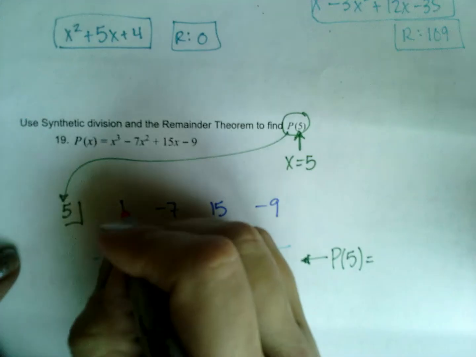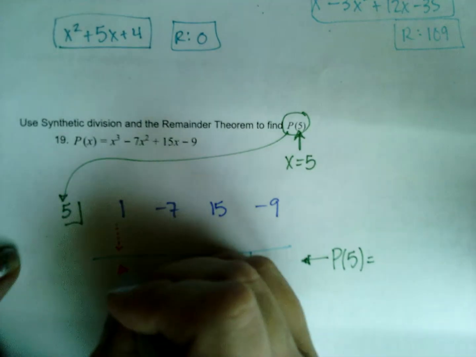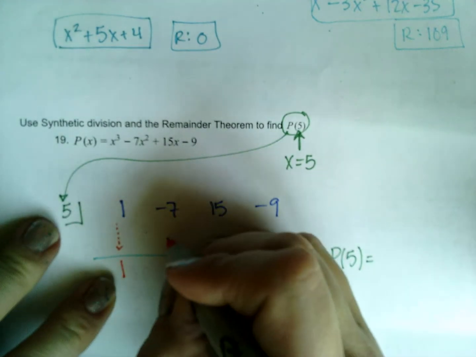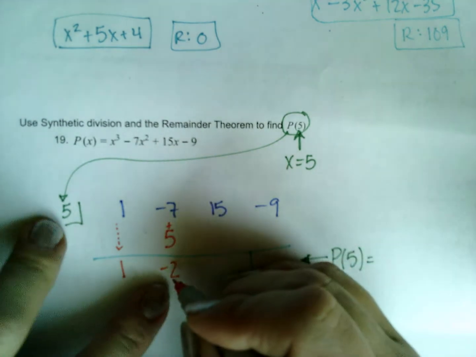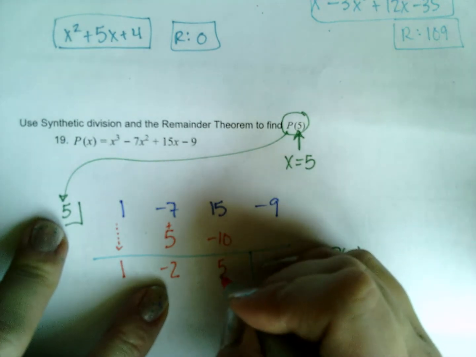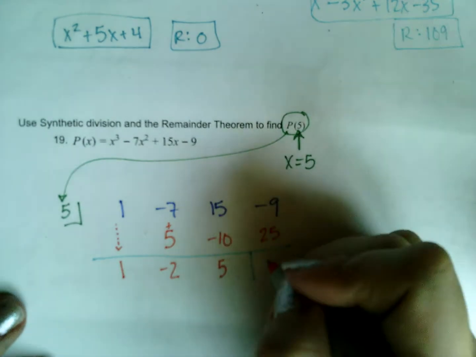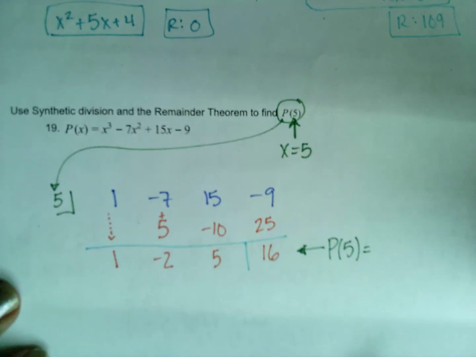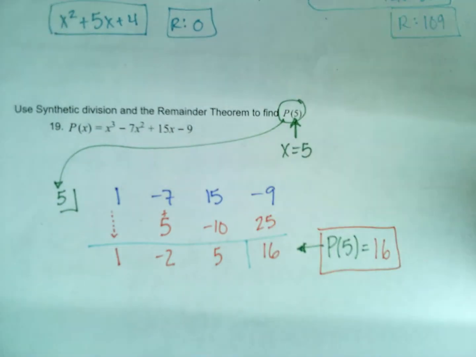So now it's just a matter of running through synthetic division. So remember, the first number comes straight down. So 1, multiply diagonally, 5, add down, -2, multiply diagonally, -10, add down, 5, multiply diagonally, a 25, and add down 16. So P of 5 would equal 16, and that is what your answer looks like on a synthetic substitution or using the remainder theorem type of a problem.